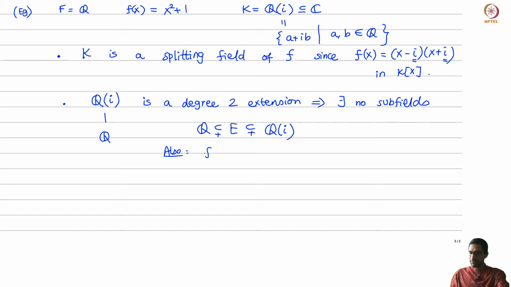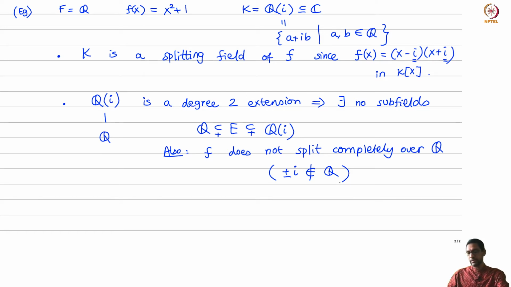Observe that f does not split completely over Q, right? Because what are the two roots? Plus and minus i. They are not in Q, so you cannot factorize it completely into linear factors over Q. So what does that mean?